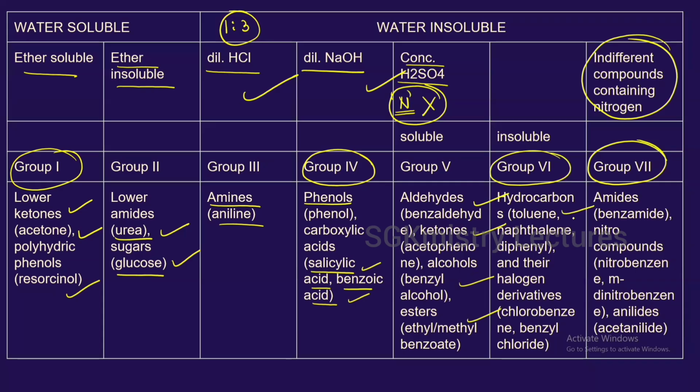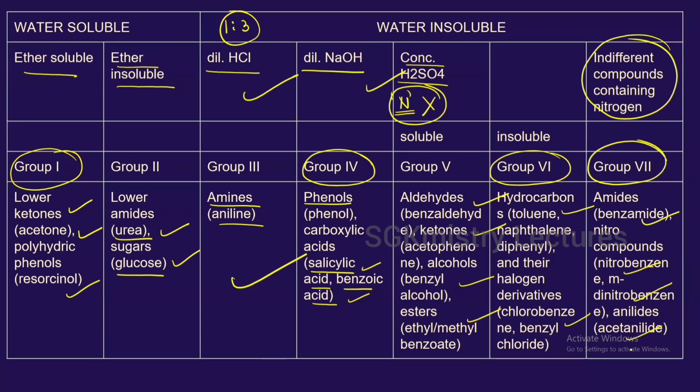It may be hydrocarbons like toluene, naphthalene, diphenyl, or the halogen derivatives, that is chlorobenzene or benzyl chloride, all of these. Okay. Now next, suppose we are talking about group 7. As I've already told, once you complete the test till the dilute HCl, suppose the compound contains nitrogen, then directly go and fill it in group 7. You're going to decide that the compound belongs to group 7 solubility group. The compound may be benzamide, or nitrobenzene, or meta-dinitrobenzene, or anilides. So this is how you are going to decide about the various compounds based on the solubility test.